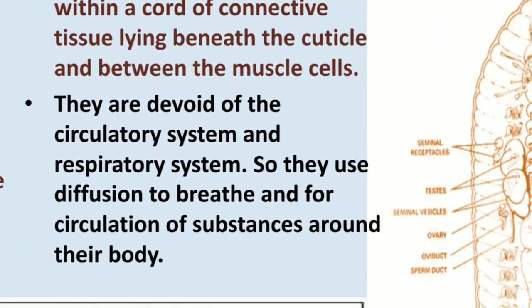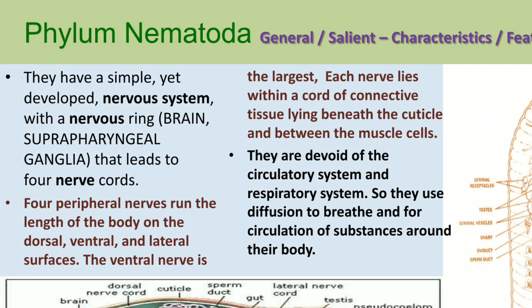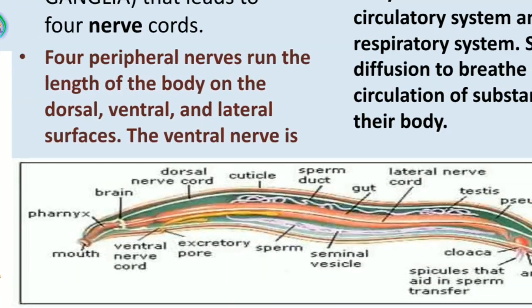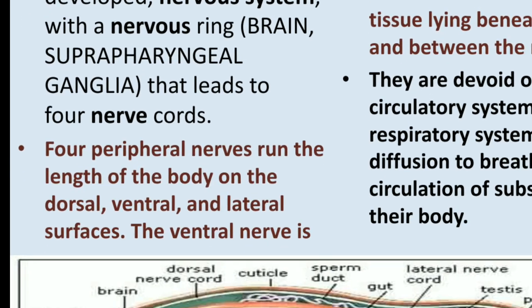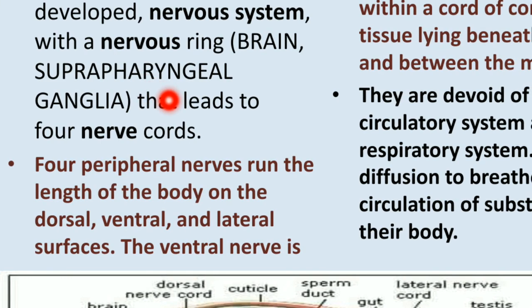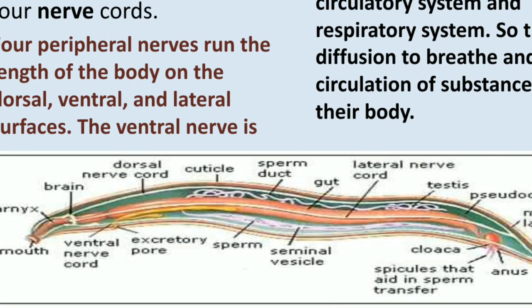So the same is called the nerve ring, or the brain, or the cerebral ganglion. Here in this diagram you can see the further explanation, that it leads to 4 nerve cords. Now you can see the dorsal nerve cord and the ventral nerve cord. The other 2 nerve cords are called lateral nerve cords, which are present laterally, that is, on the right and the left.